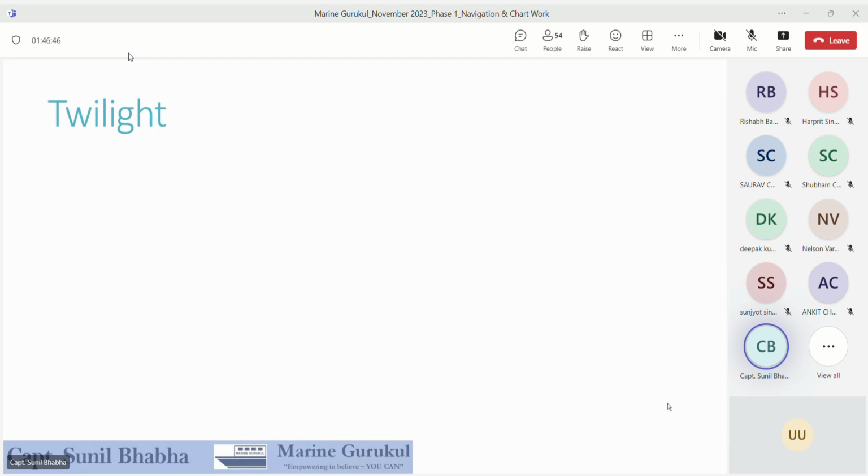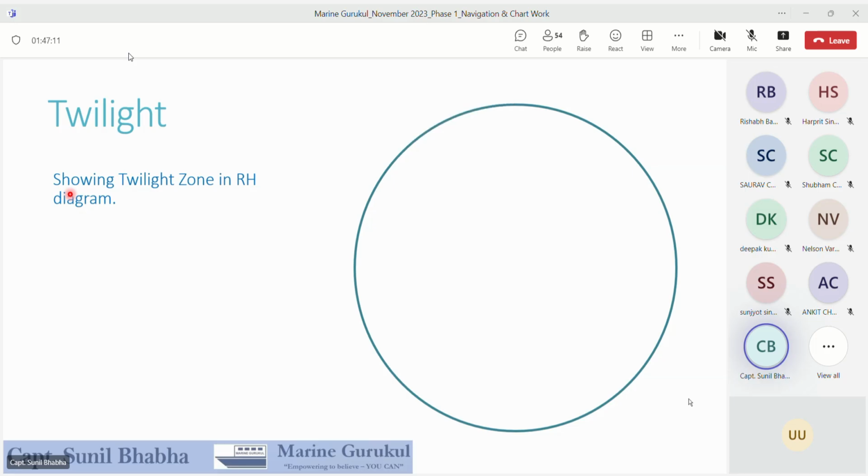Now we have understood the concept of twilight. One issue which we face when we solve the numerical question involving the concept of twilight is how to show this altitude of 0 to minus 18, that is negative altitude, in our rational horizon diagram. So let us try to see this. We have the rational horizon diagram on the screen now.